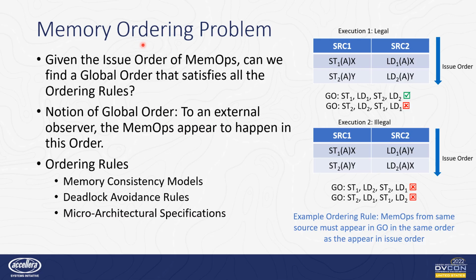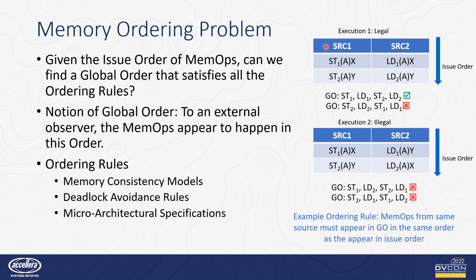Memory ordering problem arises frequently in memory subsystem test benches. Let us first understand what this memory ordering problem is. The memory ordering problem aims to find out if there exists a global order given the issue order of memory operations and a bunch of ordering rules. Let's take the example on the right to understand this problem better.